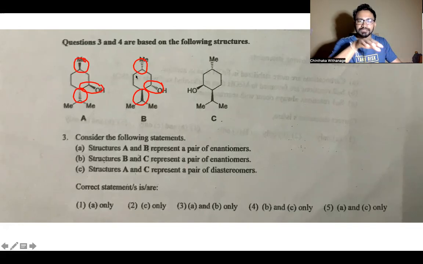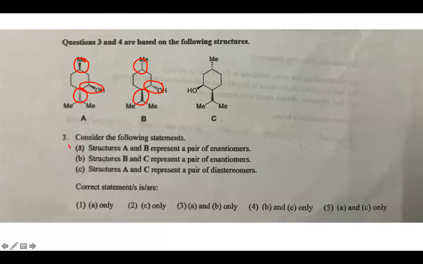All the bold ones are shaded in the second structure. So yes, it must be correct. A and B are a pair of stereoisomers. So the first one is correct. The first one is correct. There is no argument about that. I think you realize that part.